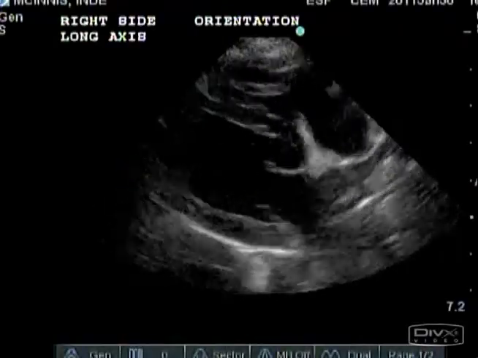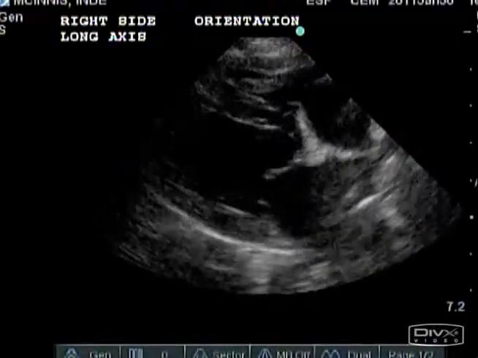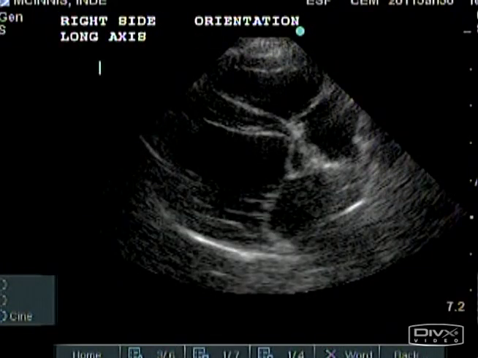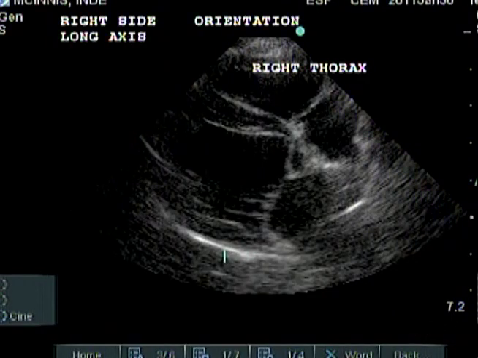The transducer is touching the patient's right lateral thorax, so the near field of the ultrasound screen is the patient's right side, and the far field is the patient's left side. The index indicator is pointing toward the heart base, so the right side of the screen is the heart base, and the left side of the screen is the apex of the heart.